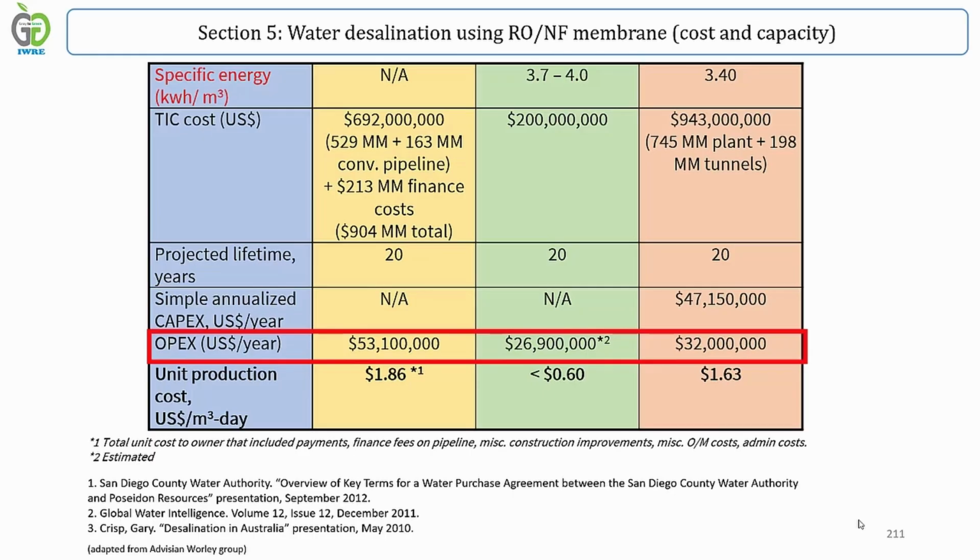You can also compare the operation and maintenance costs for these projects. The unit production cost for the USA is $1.86 per cubic meter per day. For the Persian Gulf it is less than $0.60 per cubic meter per day, and for Australia it is $1.63 per cubic meter per day.